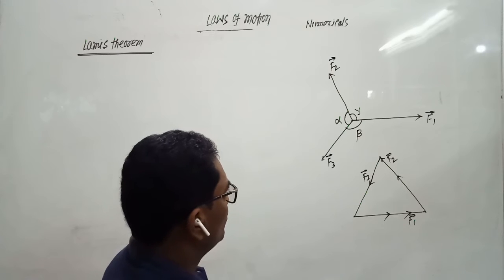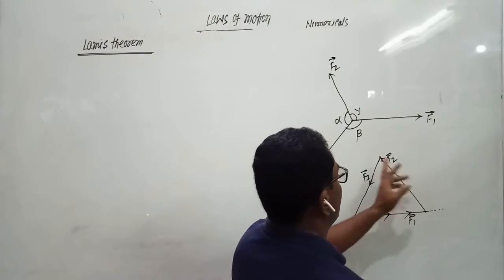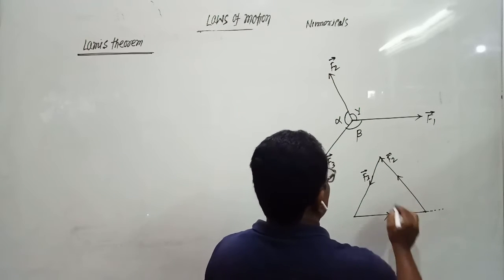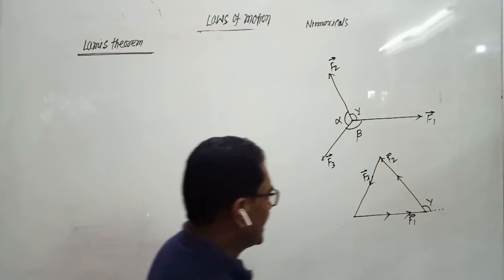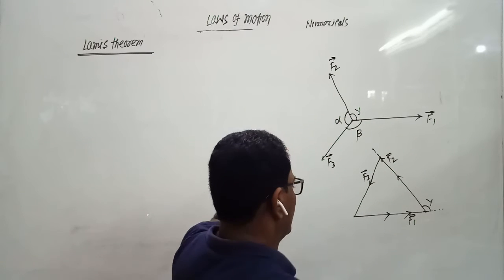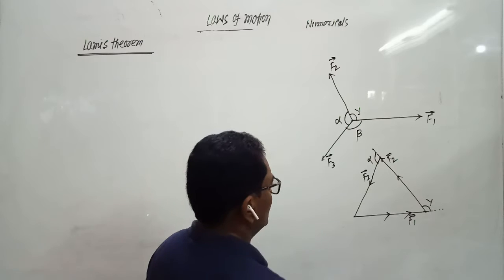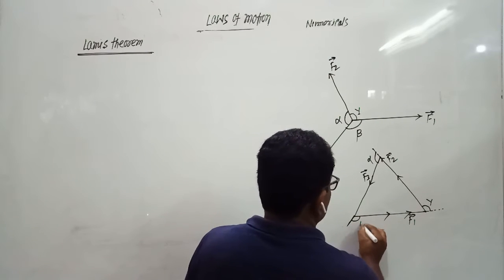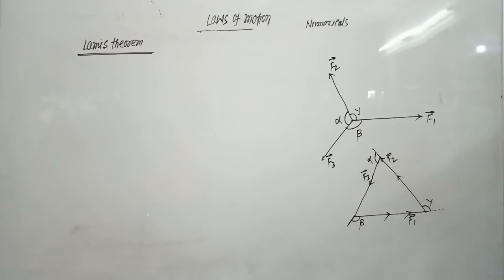Now the exterior angle between force F1 and F2 is gamma. The external angle between force F2 and F3 is alpha, and the angle between F3 and F1 is beta. These are the external angles alpha, beta, and gamma.